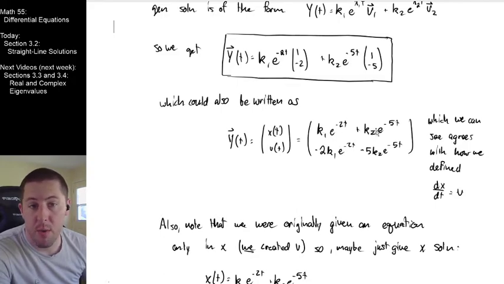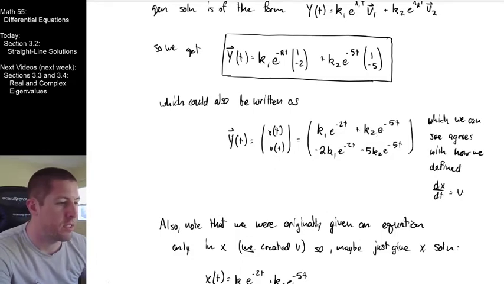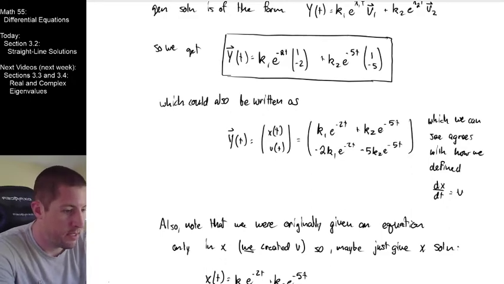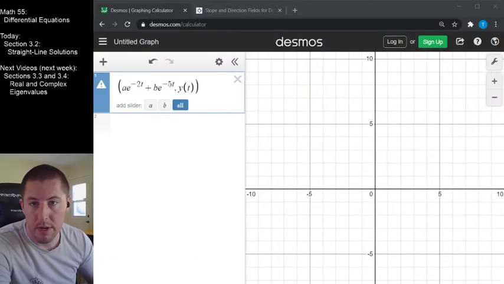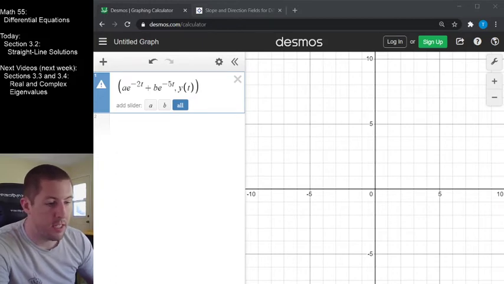Notice that we have parameters k1 and k2. I'm just going to call those a comma b, and that will be like a point that we can plug in right there. So let's go ahead and do this. My x component here was a e to the -2t plus b e to the -5t. That's my first equation. Oh, sorry, pop back over here. There we go. I got my first equation in there, and it wants me to add some sliders.